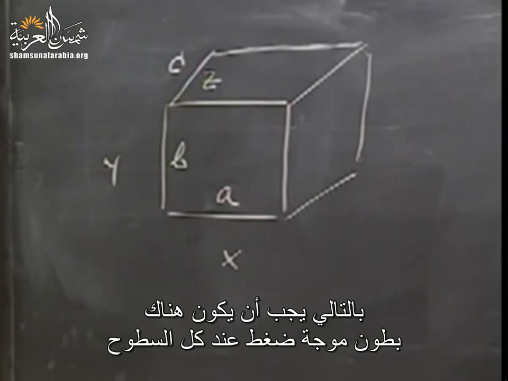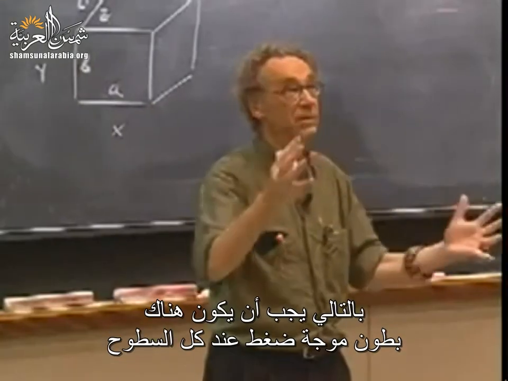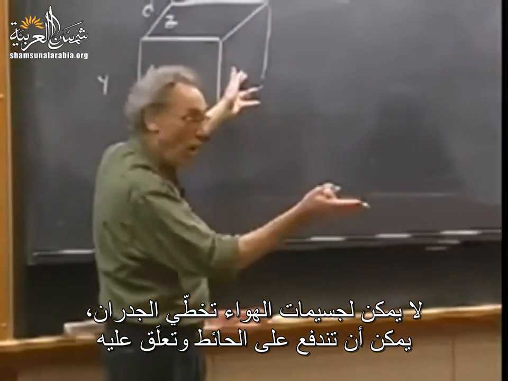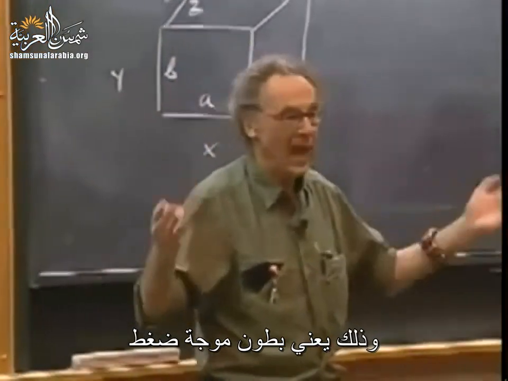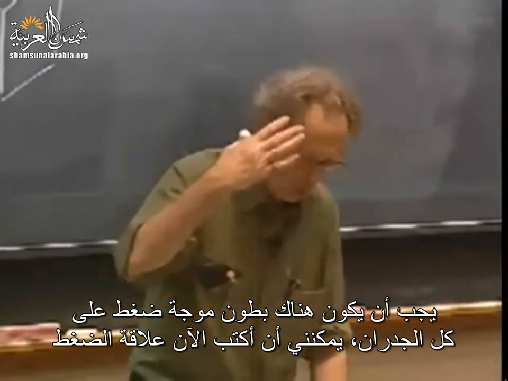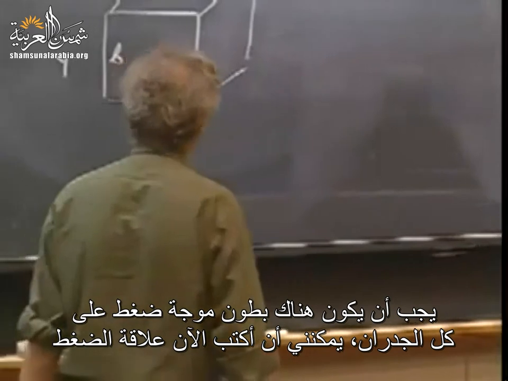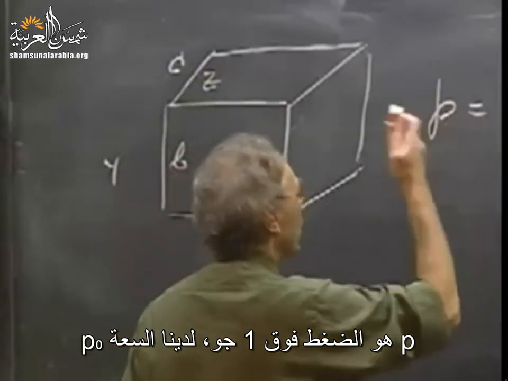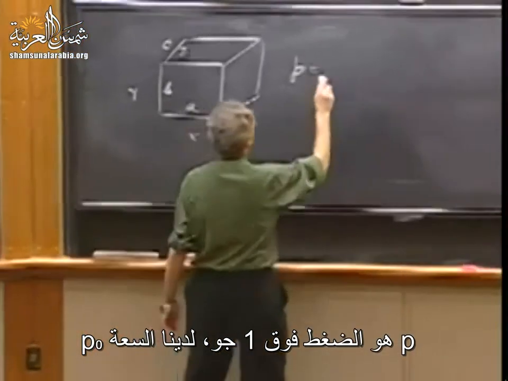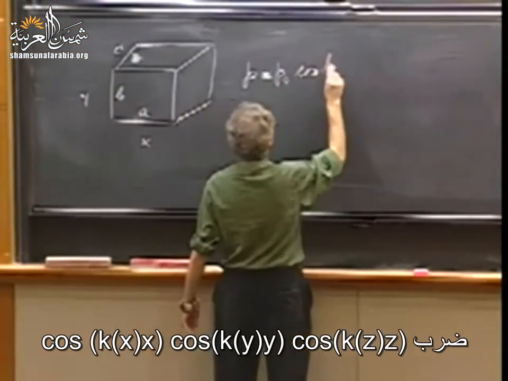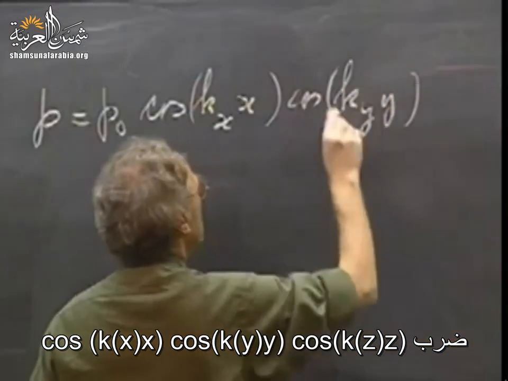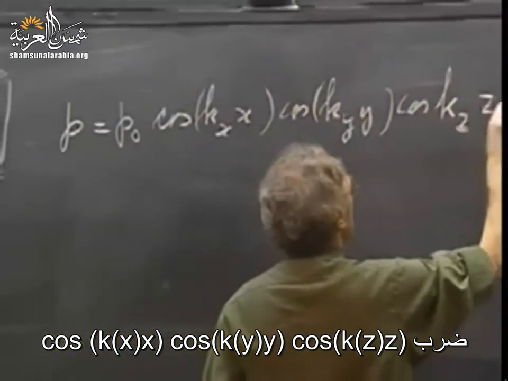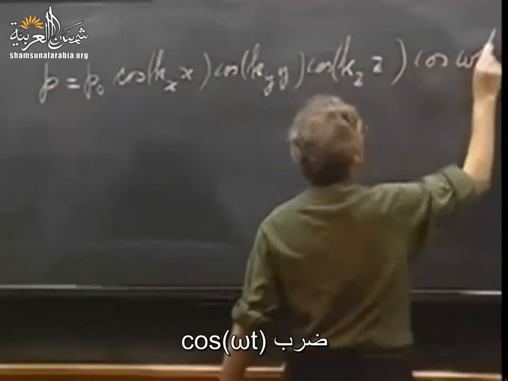That means, if we think of the pressure, there must be pressure antinodes at all surfaces. The air particles cannot go beyond the wall, so they can push on the wall, they can suck on the wall, they can push on the wall and suck on the wall. That means antinodes in pressure. And there have to be antinodes on all walls. So I can write down the pressure, P, that is the pressure over and above 1 atmosphere, as some amplitude P0 times the cosine of Kx times x times the cosine of Ky times y times the cosine of Kz times z times cosine omega t.